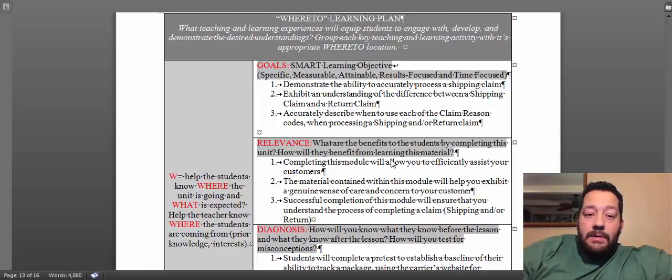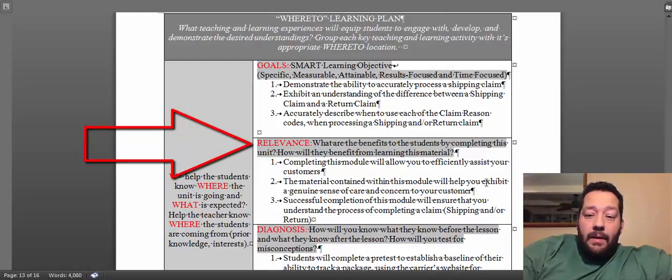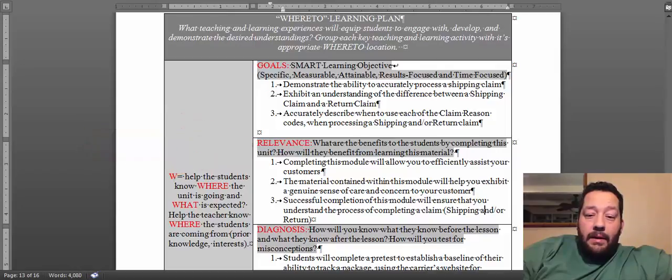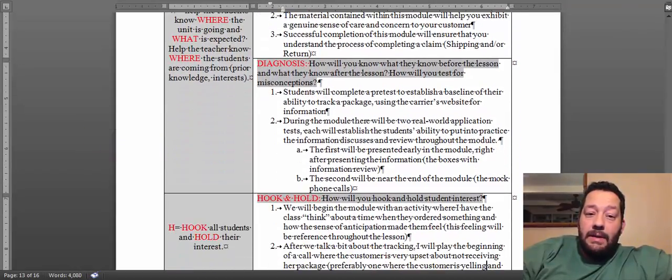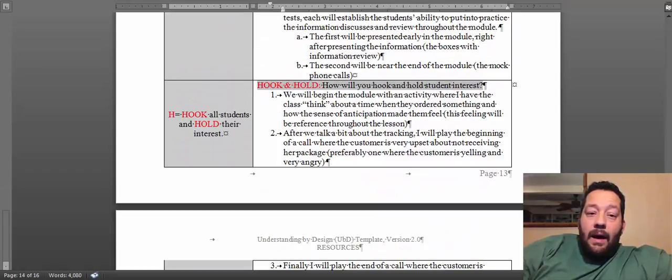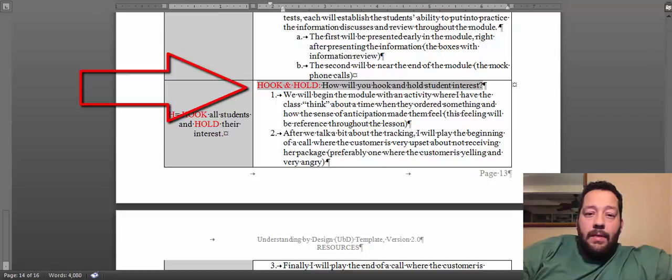As you can see here, we first take a look at the relevance of the material that we are covering, and then we take a look at how we will diagnose them to understand whether or not they are able to do those lessons. After we've taken a look at the W, the next thing that we look at is the hook and the hold. How are we going to hook their attention, and how are we going to hold their attention?